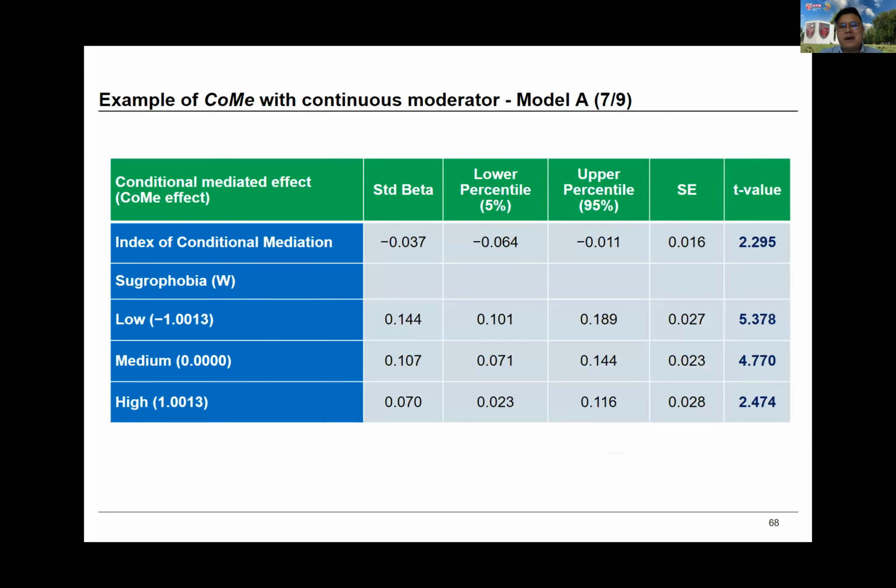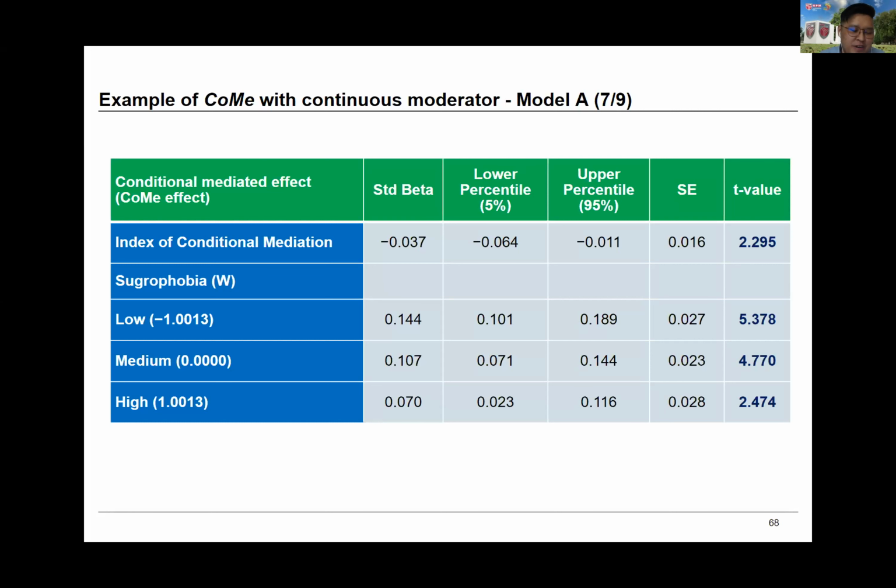So with this in mind, to keep things short and simple, you could report your table in terms of this COMI model for model A. First, report the index of conditional mediation. As you can see, the t-value is 2.295. The percentile level is also significant. The beta value is negative 0.037.